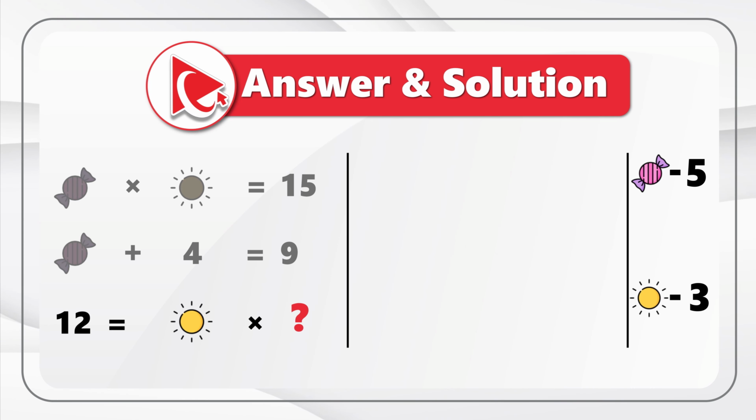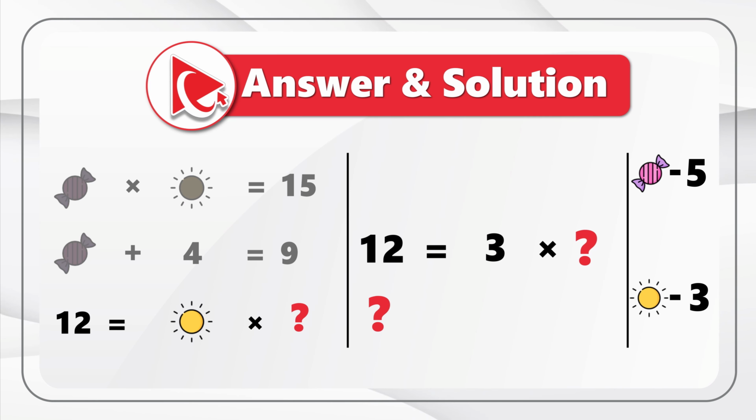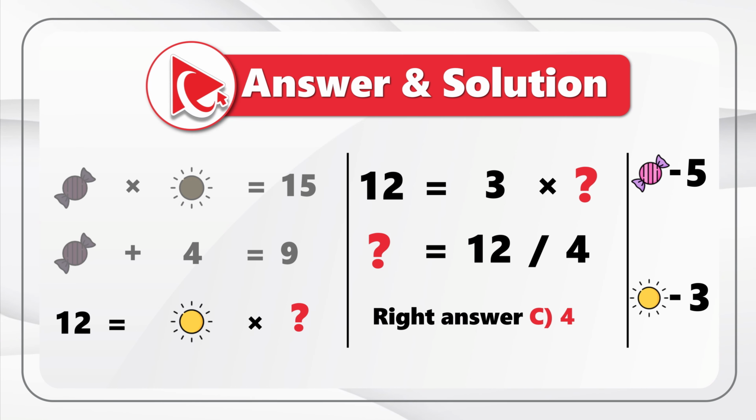And now we can focus on the last expression. 12 equals sun multiplied by question mark. We know that the value of sun is 3, and we can substitute it, and the new expression will be 12 equals 3 multiplied by question mark. Question mark can be calculated by 12 divided by 3. So the end result would be answer C, 4.